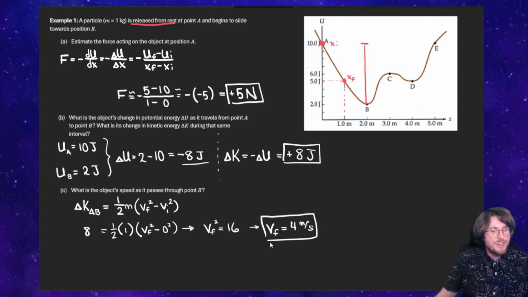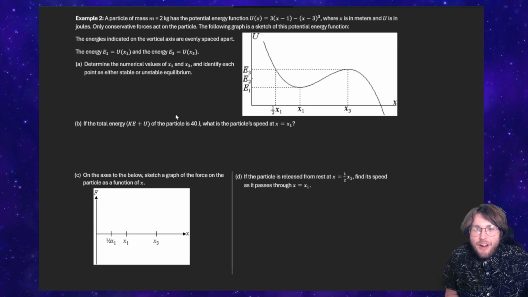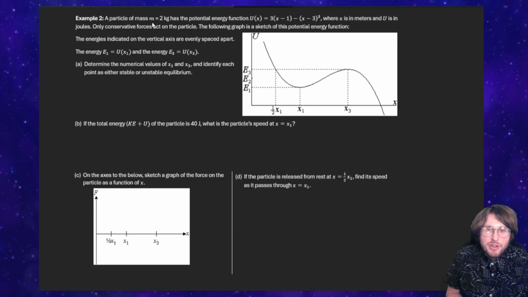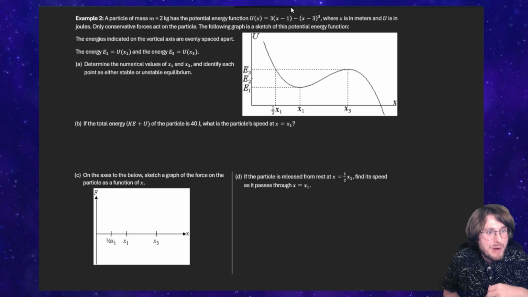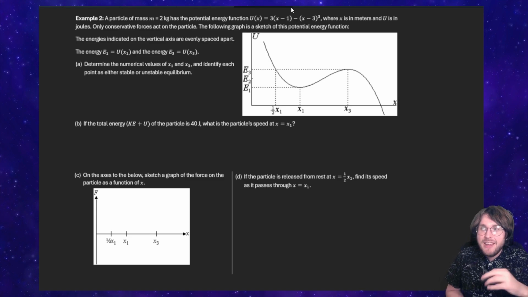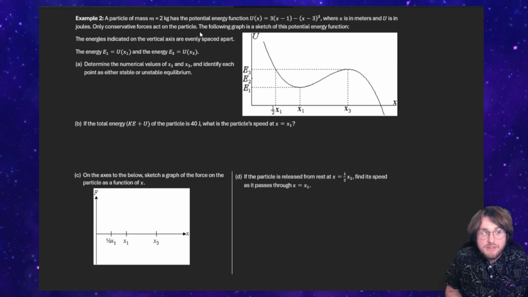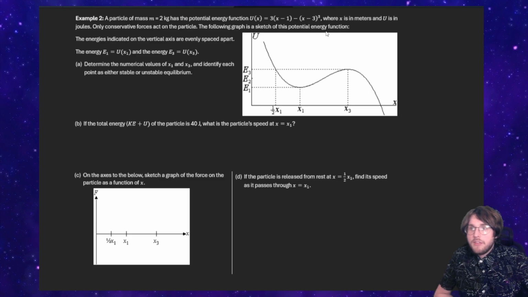All right, so let's see what we got next. Ooh boy, this is a spicy one. We've got a particle of mass 2 kilograms, and it has a potential energy function that is given to us here. So spoiler alert, we're probably gonna have to do some calculus here. Now, x is in meters and U is in joules, pretty standard. And we're being told that only conservative forces act on the particle, so we're not gonna have any funny business with friction here. This graph sketches out that function, roughly.